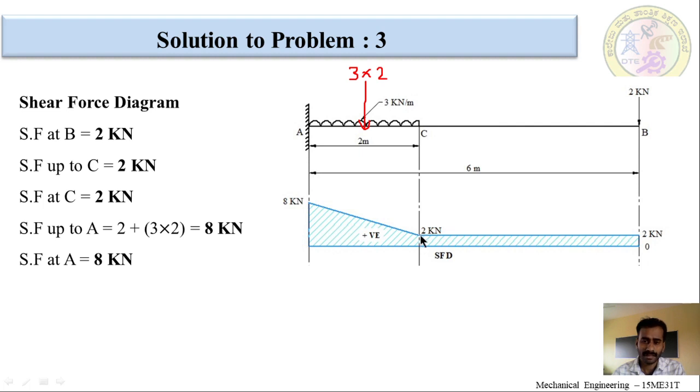Now, shear force at C is also 2 kilonewton. Okay. Then shear force up to A, from C to A it increases gradually, that is 2 plus 3 into 2, that is it is increasing from 2 to 8. So, mark 8 units on the line which corresponds to point A. So, then join these 2 points with the inclined straight line.